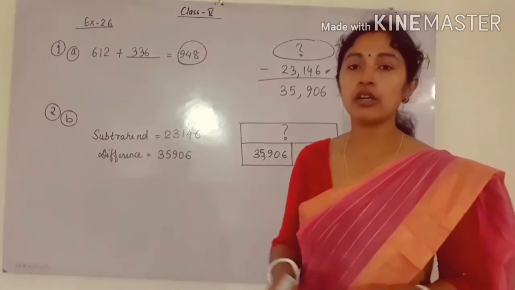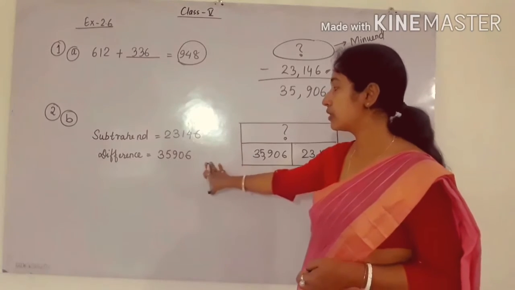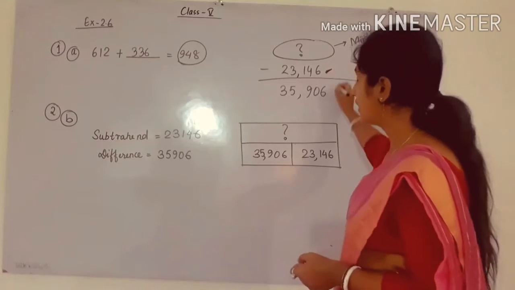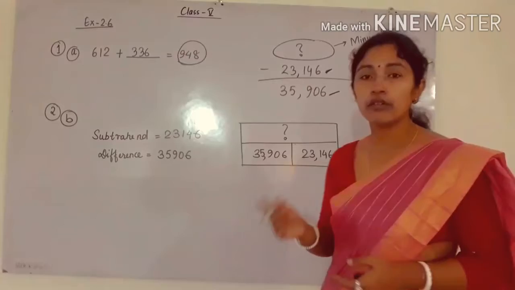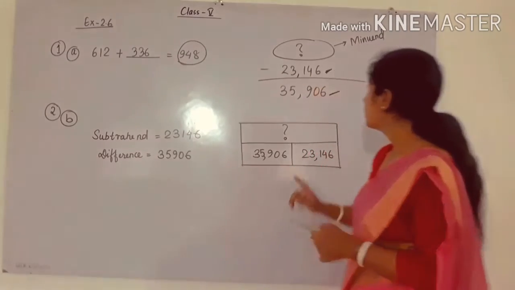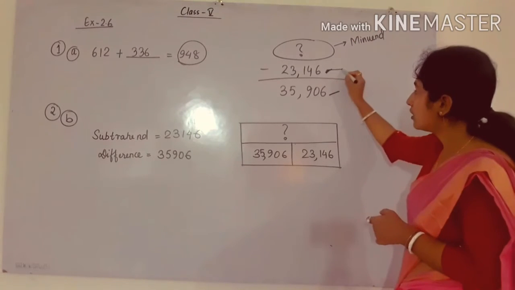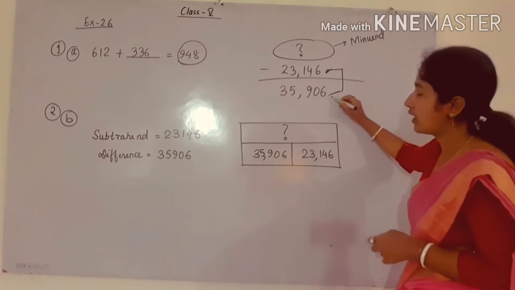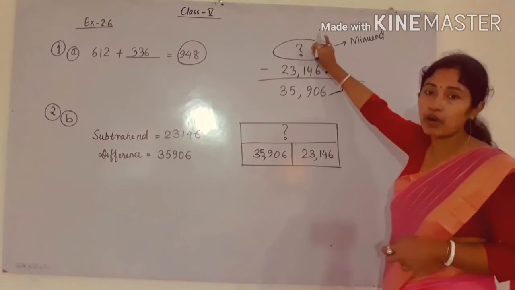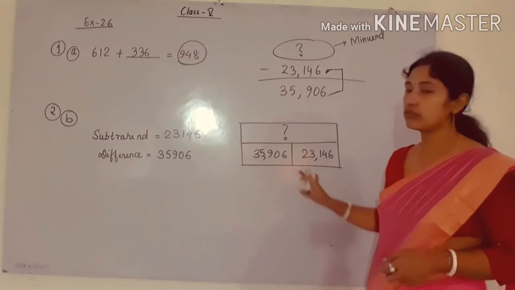We have read the question. Now you have to write the important information. So the important information is this. We have written subtrahend and difference. Next step, you have to decide what you have to do. So already you know, for finding the minuend, we can add the two things, that is subtrahend and difference, to get this minuend.